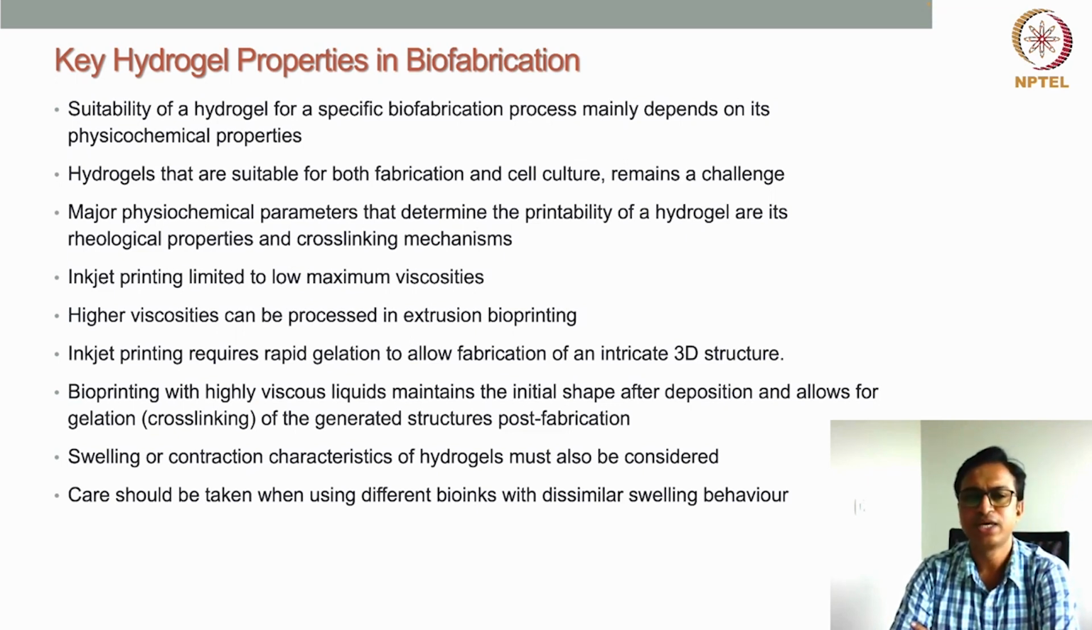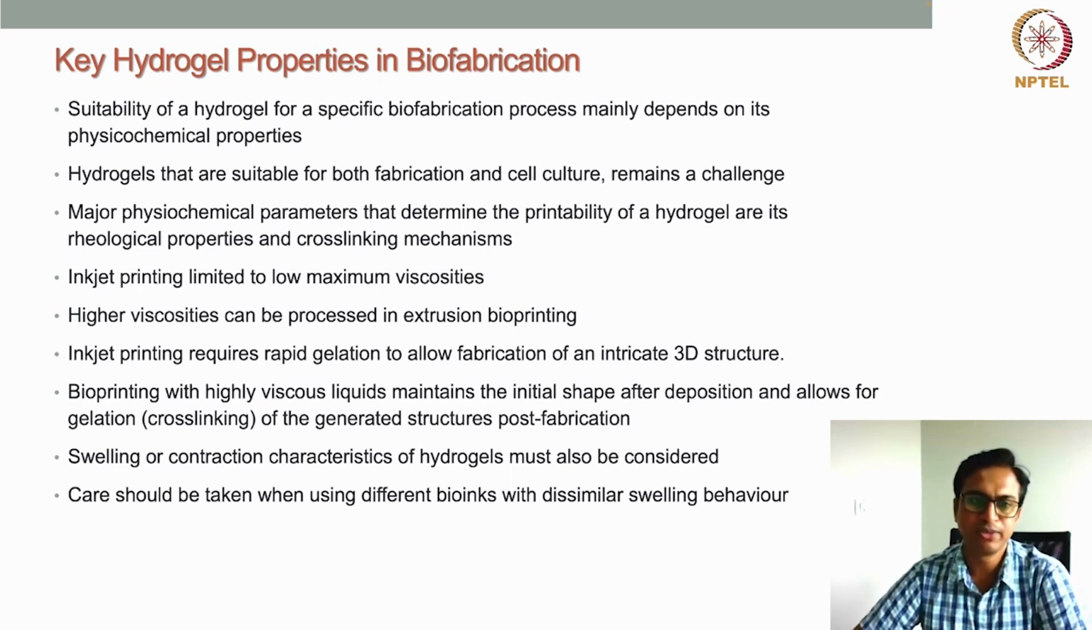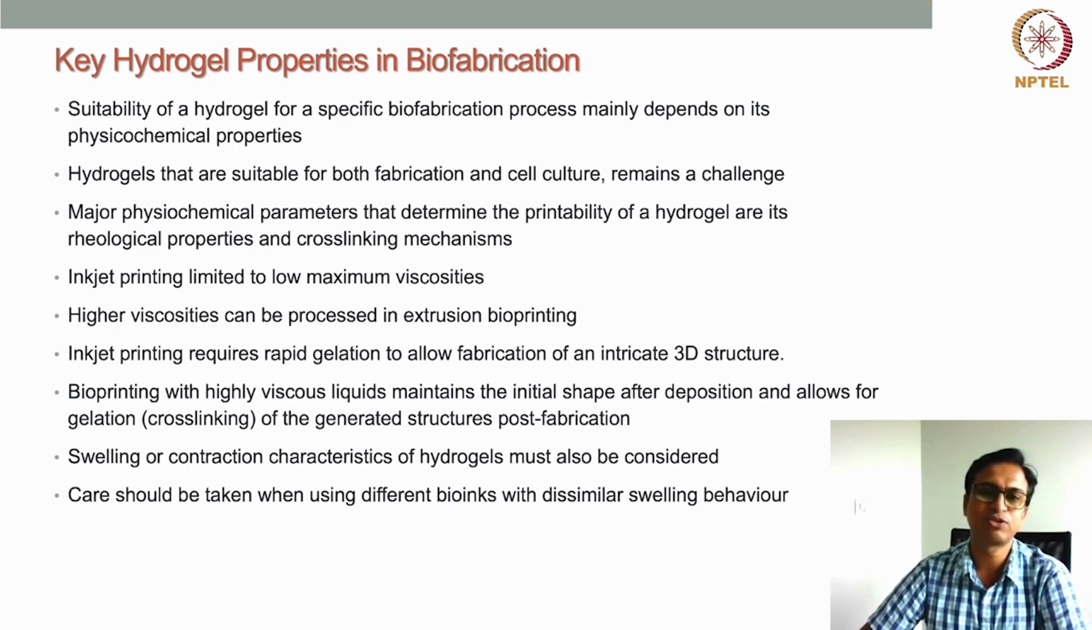In this slide, I have taken this example because mostly for bioprinting or bioink development we use hydrogels. Hydrogels are a type of material that contain a lot of water. It's a water-rich environment, so the cells can easily survive and function there. That's why we mostly use hydrogels for making different bioinks. So here we'll discuss what are the key hydrogel properties required for biofabrication.